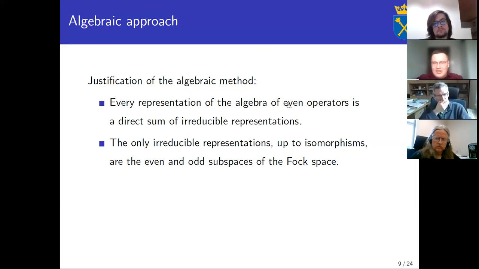Every representation of this algebra is a direct sum of irreducible representations, and moreover, there are only two irreducible representations up to isomorphism. These irreducible representations are just the even and odd subspaces of the Fock space. The whole algebra of fermionic operators has only one irreducible representation, and that is the Fock space. But in the even subalgebra, we don't have operators which map between even and odd sectors. Therefore, the even and odd subspaces are representations on their own, but they are the only ones.